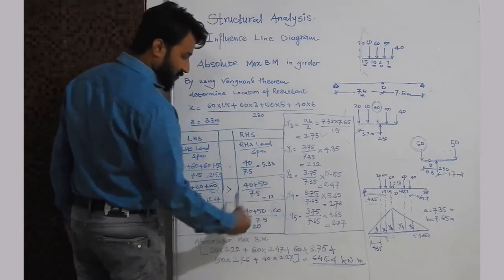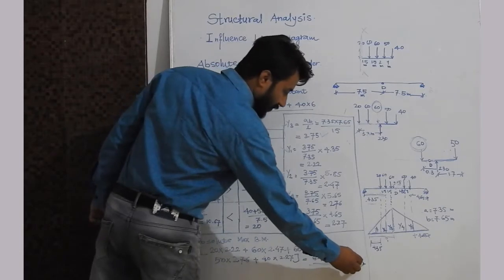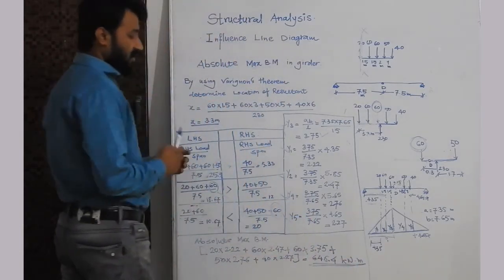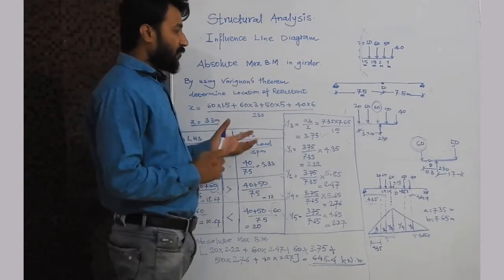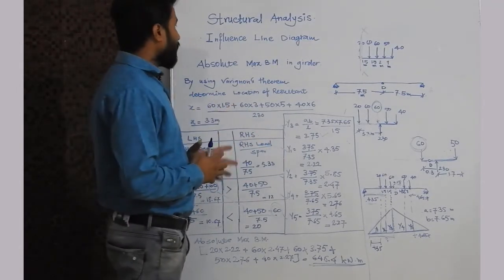So after putting all these values, if you calculate, we will get the absolute maximum bending moment as 646.4 kilonewton meter. So at this point we will declare the completion of the influence line diagram.